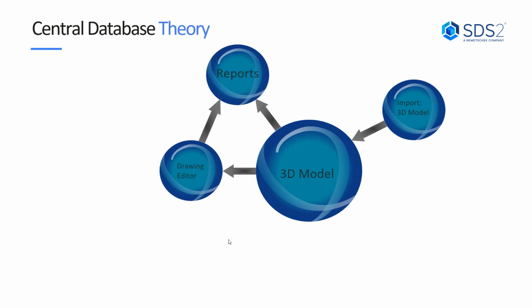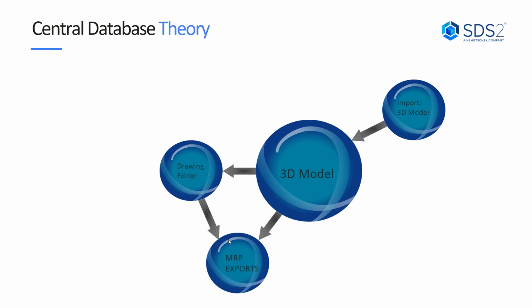Next, from our Drawing Editor, as well as our 3D model, is where we can go to generate our reports. Reports can be run from either direction and can be run for things such as your field bolt summary, your material summaries, or things like your surface area.